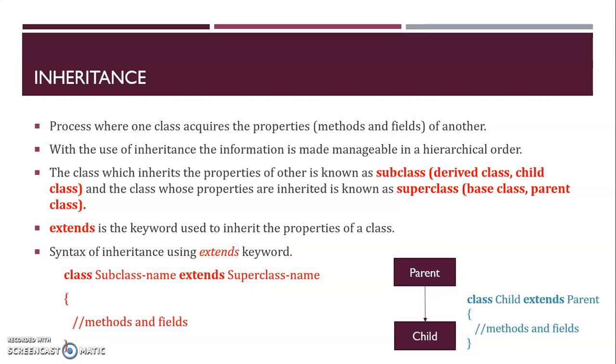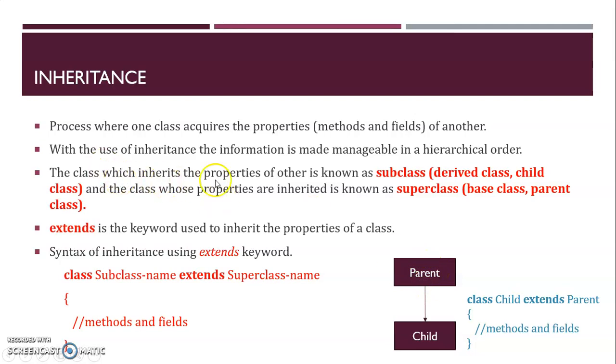In a class, we can define variables as well as methods. With the use of inheritance, the information is made manageable in a hierarchical order. What is the meaning of this statement? Here you can see one example. You have the class parent and another class child. If the child class is inheriting properties from the parent class, and if some other class is inheriting properties of the child class, indirectly that class can inherit the properties of the parent class. Or if some other class is inheriting properties of the parent class, that class as well as the child class are getting the privilege for accessing the properties of the parent class.